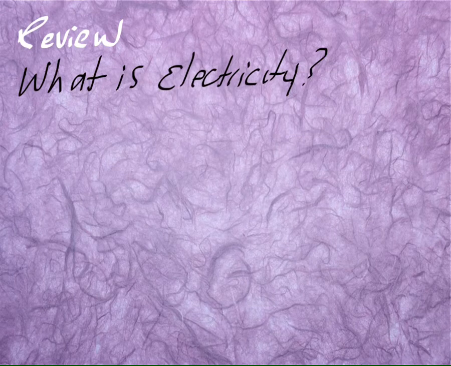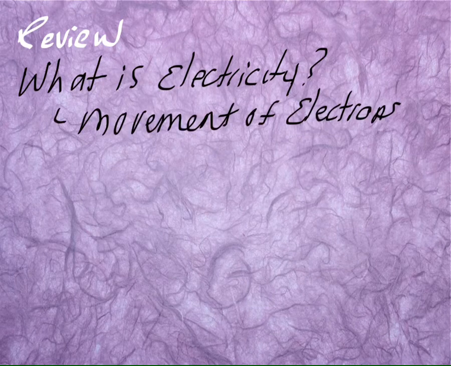What is electricity? You should remember now that electricity is the movement of electrons. Whenever electrons are moving, you have electricity. Anything that causes the electrons to be able to flow is causing electricity.